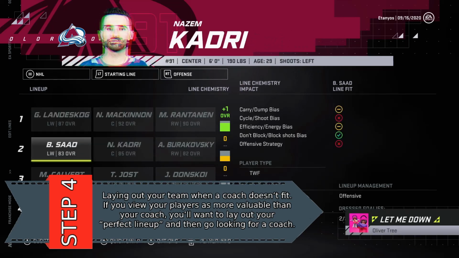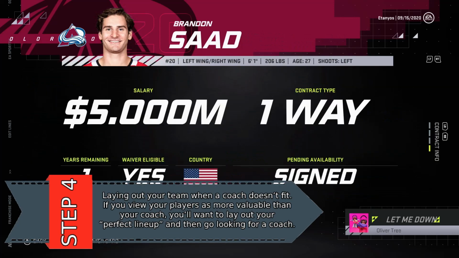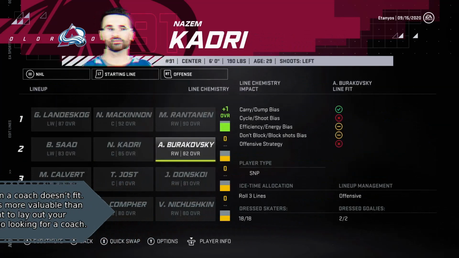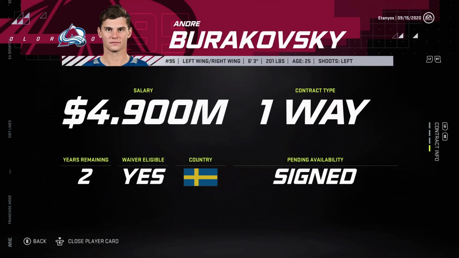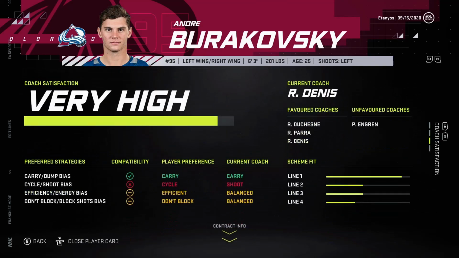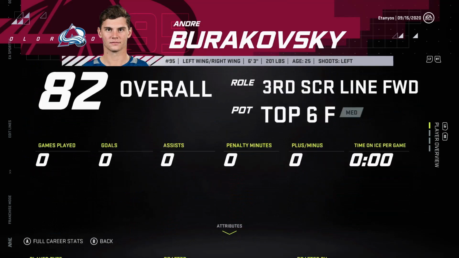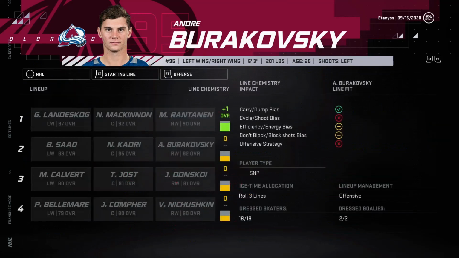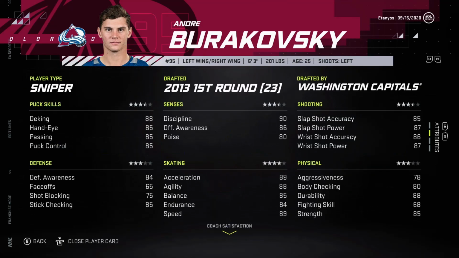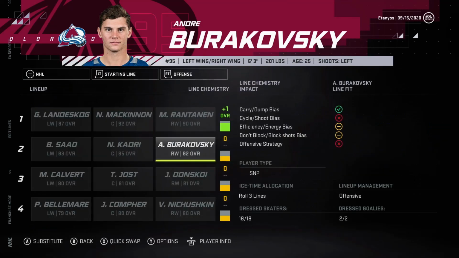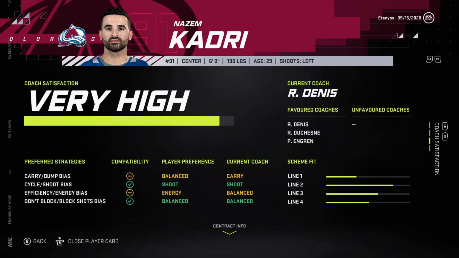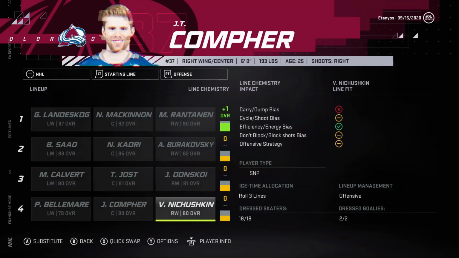The only players we might actually move are going to be guys like Brandon Saad, who are on a 1-year deal, maybe Burakovsky, but honestly, if we find the right system, he's probably going to fit quite nicely on a second line. And being a third line scorer, he's 25, lots of room to grow still with that potential. So we could move him around, but I'm not super focused on getting him out by any means.